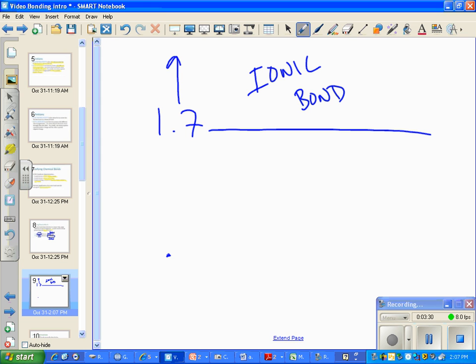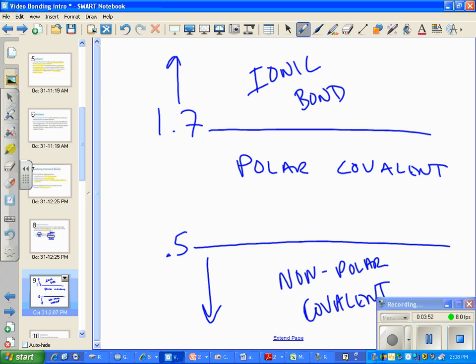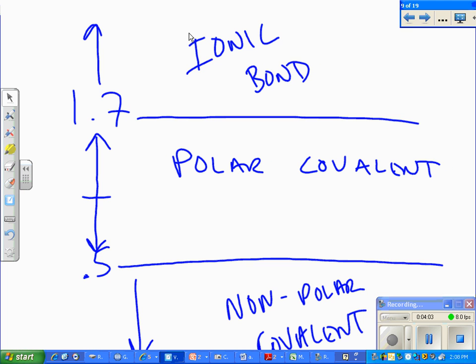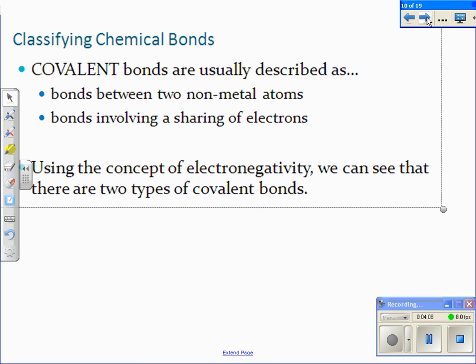Anything below 0.5 we say is going to be nonpolar covalent, which is between a nonmetal and a nonmetal. And then the third type of bond that we'll be talking about is polar covalent. A polar covalent bond means that it has an electronegativity value between 1.7 and 0.5, and it is a polar molecule. So one side is positive, one side is going to be slightly negative. So that's basically the scale we use when we look at these values. That's what you want to keep in mind.